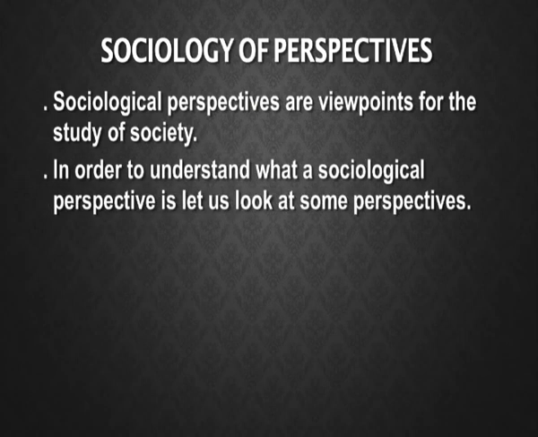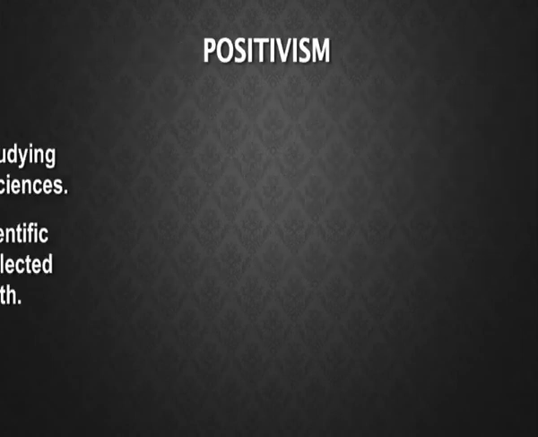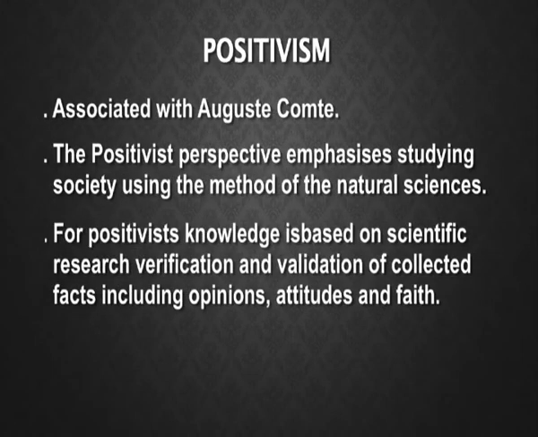Now, in order to understand what a sociological perspective is, let us look at some of the perspectives, that is positivism and phenomenology. As the term positivism suggests, it actually came in with the Enlightenment, which came in with the end of the Dark Ages, and man was very positive about all the changes that were happening around him. And man also, for the first time, thanks to the development of the natural sciences, felt in control of all that was happening around him.